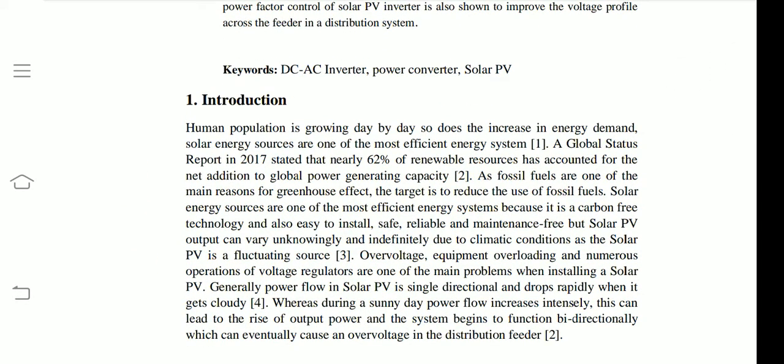As we know, the human population is increasing day by day, so energy demand is also increasing day by day. Solar energy sources are one of the most efficient systems, as fossil fuels are one of the main reasons for the greenhouse effect. The target is to reduce the use of fossil fuels. Solar energy sources are one of the most efficient energy systems because it is a carbon free technology and also easy to install, safe, reliable and maintenance free.